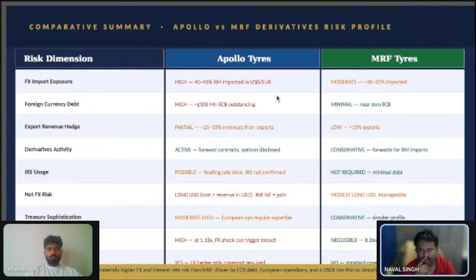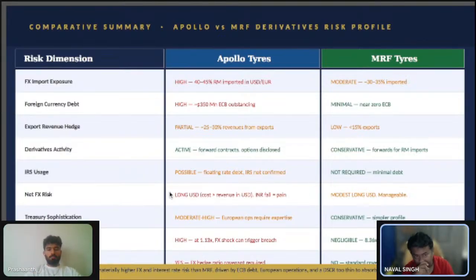So Apollo Tires, if you summarize: high FX, moderate to high foreign currency debt, zero. Very low derivatives activity, whereas for the other, it's very active. It's common sense because they're high, they have to buy a lot of derivatives. The point of taking a lot of derivatives is that you lose a lot of money in the payments for the premium. Here there's nothing, so they save money.